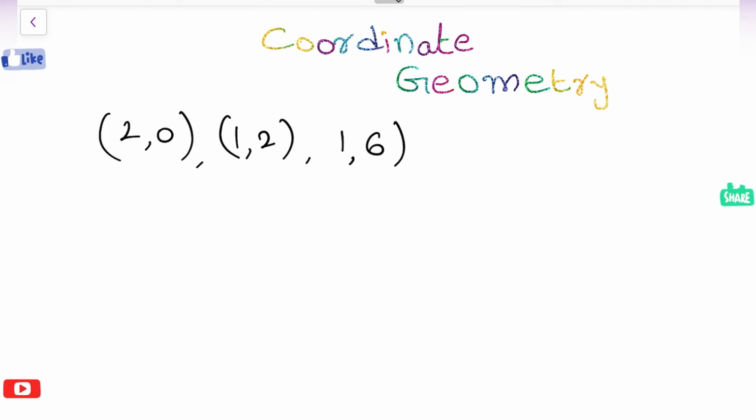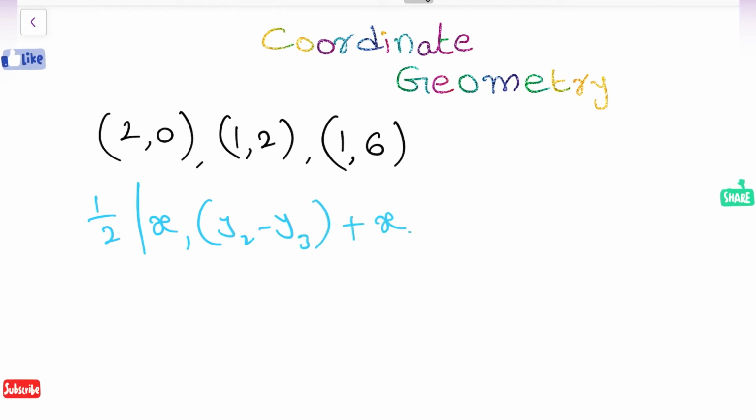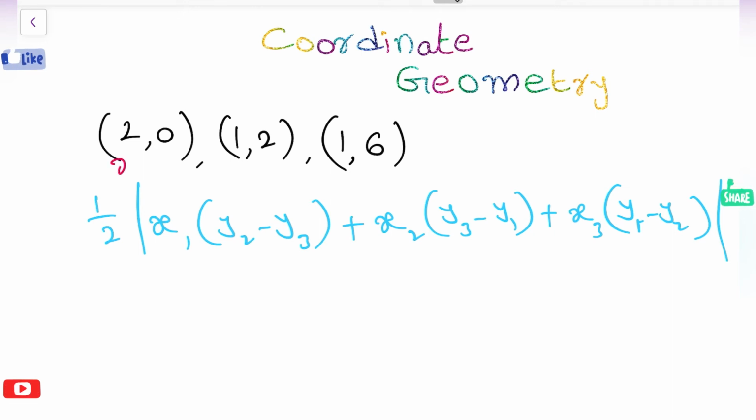So we know the formula for finding the area of a triangle when vertices are given: half modulus x1 into y2 minus y3, plus x2 into y3 minus y1, plus x3 into y1 minus y2. This is the formula for finding the area of a triangle when vertices are given. So these vertices given are x1 y1, x2 y2, x3 y3.